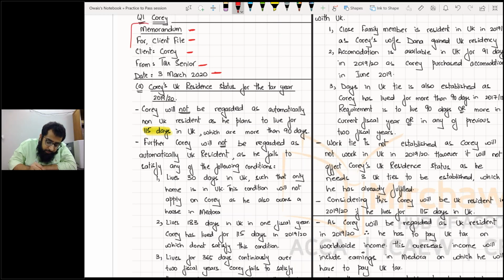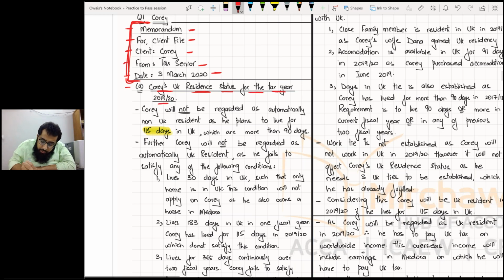Yes, this format of memorandum is the same for all questions. Memorandum for, client, from, and date. You always have to make this format for memorandum. Okay. Part A. Corey's UK residence status for the tax year 2019-20.